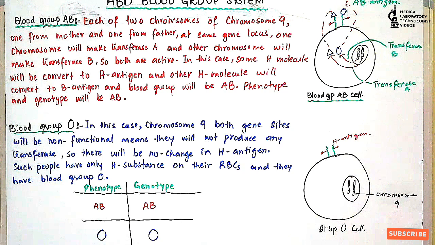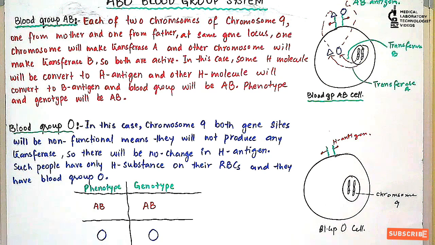So as you understand, in the AB blood group, both chromosomes have functional genes, and both will produce transferase A and transferase B, but not both together. One chromosome will produce transferase A and one chromosome will produce transferase B enzyme, and transferase A will attach N-acetylgalactosamine to half of the oligosaccharides, and transferase B will attach galactose to the other half of the oligosaccharide. So RBC will express both A antigen and B antigen.